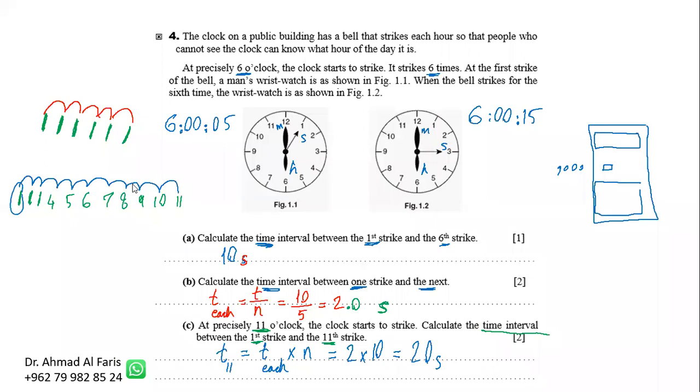I don't understand part B. Okay, let's repeat again. Calculate the time interval between one strike and the next strike. How many strikes do we have? We have 6 strikes: first strike, second, third, fourth, fifth, and sixth strike.